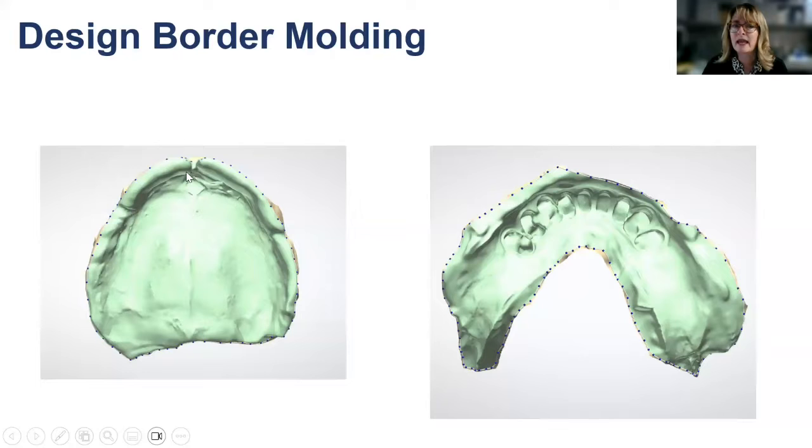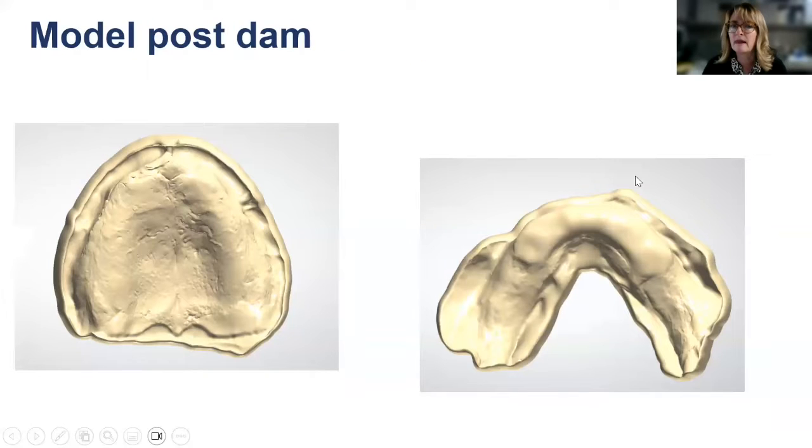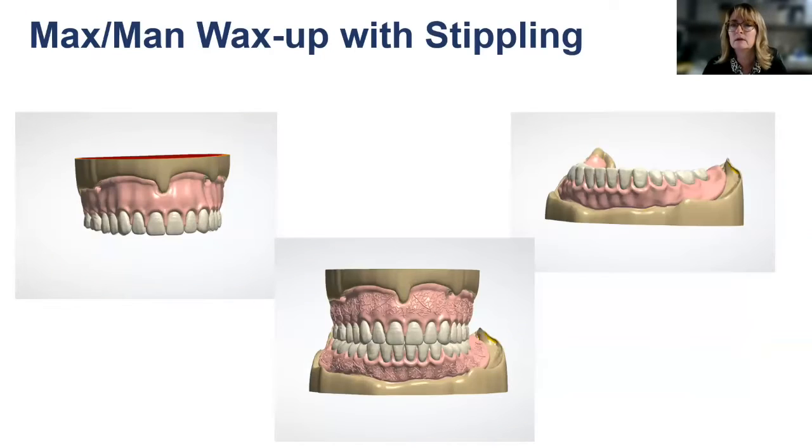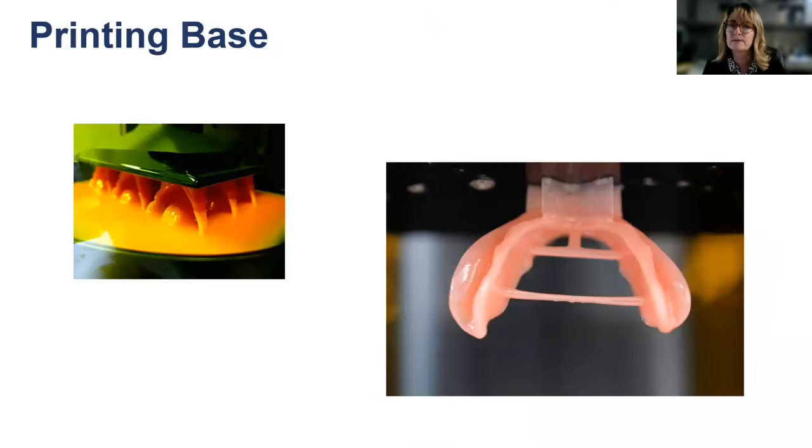So this was an impression of the maxillary inside of the maxillary denture, as well as lower dentition for an immediate. Again, this is in the design software, and this gives you a great example of the post-dam. Setting the teeth. And this is all done in 3Shape. And then the maxillary and mandibular separately and then articulated together. And the one articulated together has the stippling and festooning.